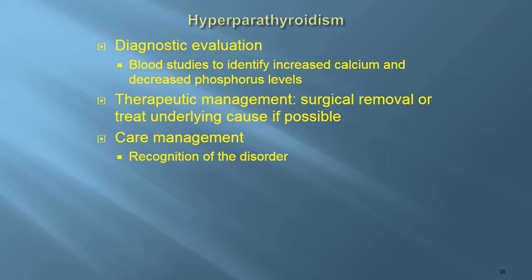Hyperparathyroidism. Diagnostic evaluation involves blood studies to identify increased calcium and decreased phosphorus levels. Therapeutic management includes surgical removal or treating the underlying cause if that's possible. Care management would involve recognizing the disorder so that early treatment could occur.